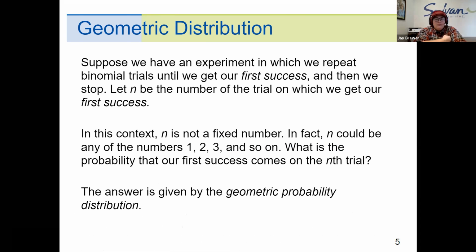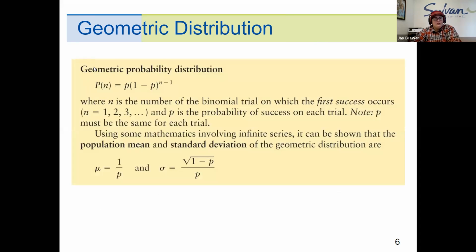Suppose we have an experiment in which we repeat binomial trials until we get our first success, and then we stop. Let N be the number of the trial on which we get our first success. In this context, N is not a fixed number. In fact, N could be any of the numbers. What is the probability that our first success comes on the nth trial? The answer is given by the geometric probability distribution. So here is your definition.